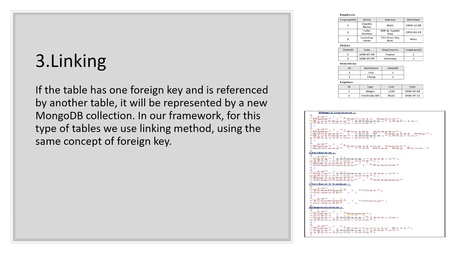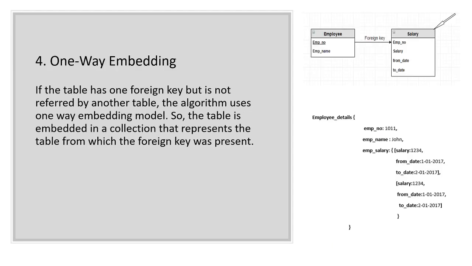Third condition, if the table has one foreign key and one parent key, then we use linking. This is the same example of linking which we saw in previous slides. And the fourth condition is if a table has one foreign key and no parent key, then we go for one-way embedding. For example, here the table salary has foreign key employee number, but it does not have any parent key. So the record of the salary table will be embedded into the record of the employee table in MongoDB. That is, the salary record is embedded as an array of documents in the employee collection.